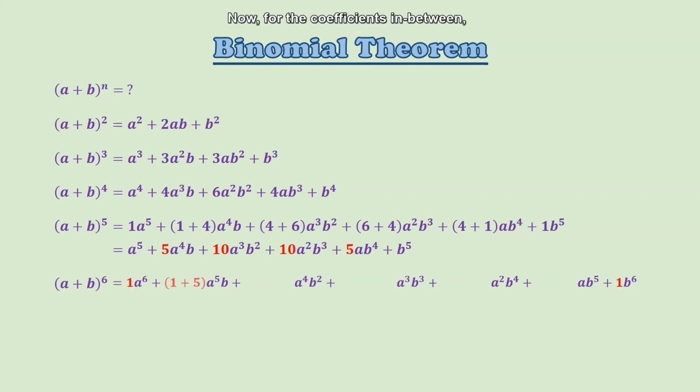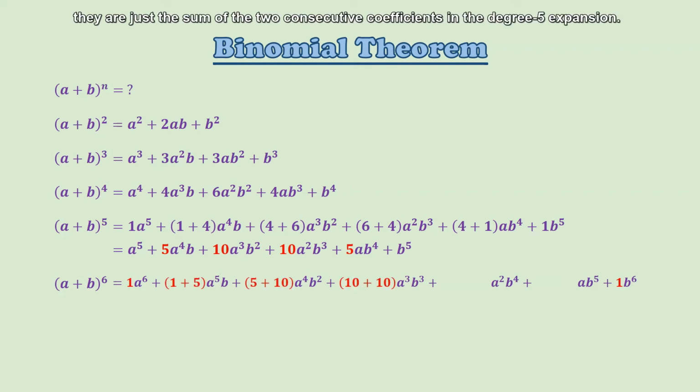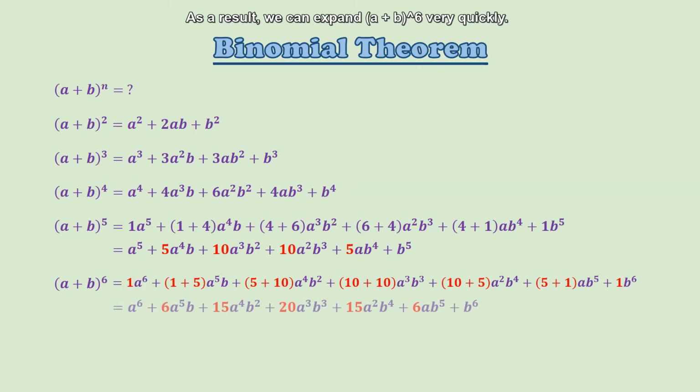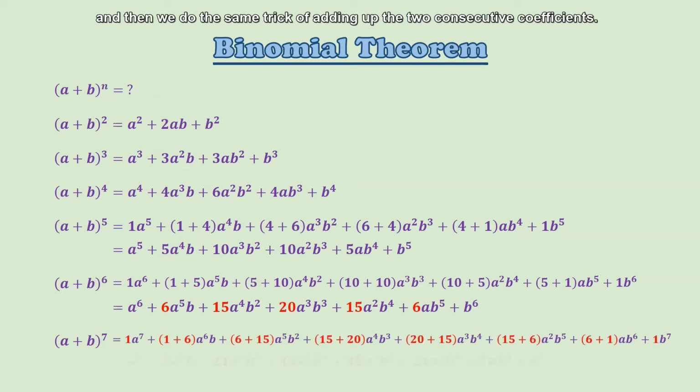Now for the coefficients in between, they are just the sum of the 2 consecutive coefficients in the degree 5 expansion. As a result, we can expand (a+b)^6 very quickly. Similarly, to expand (a+b)^7, we just need to refer to the coefficients of (a+b)^6, and then we do the same trick of adding up the 2 consecutive coefficients.